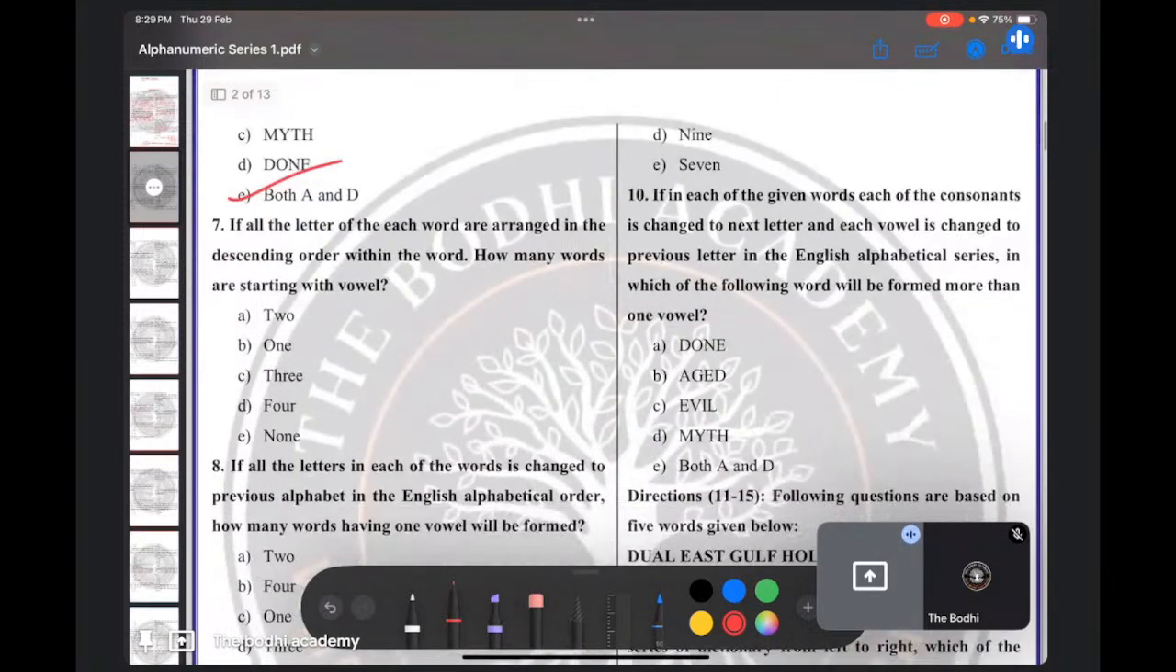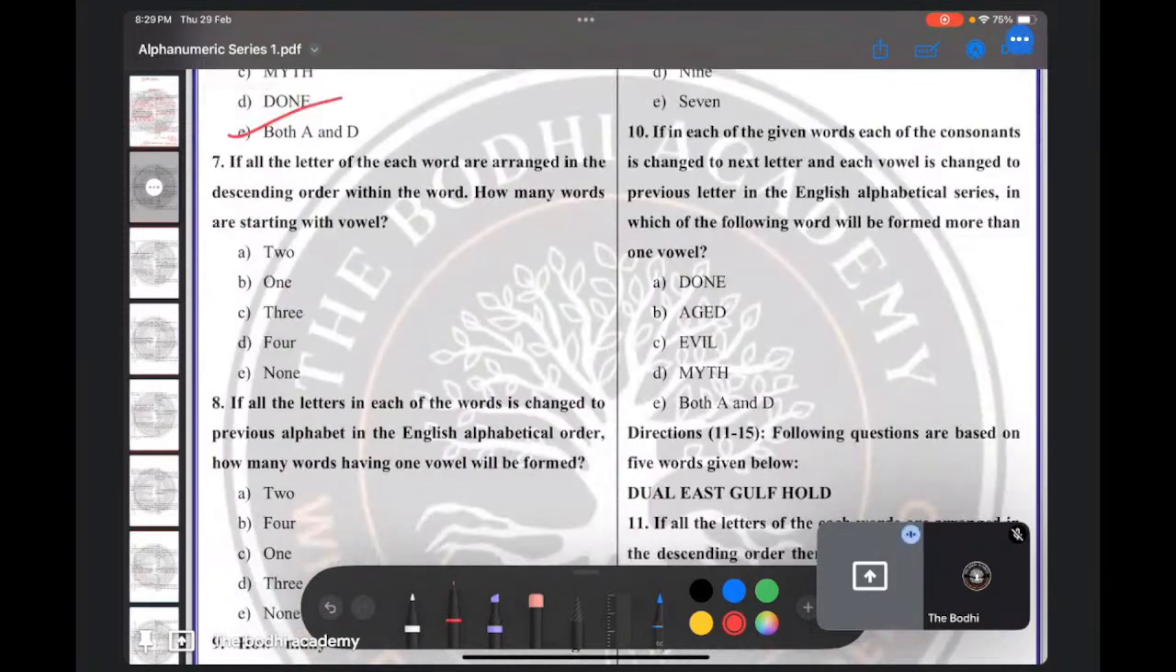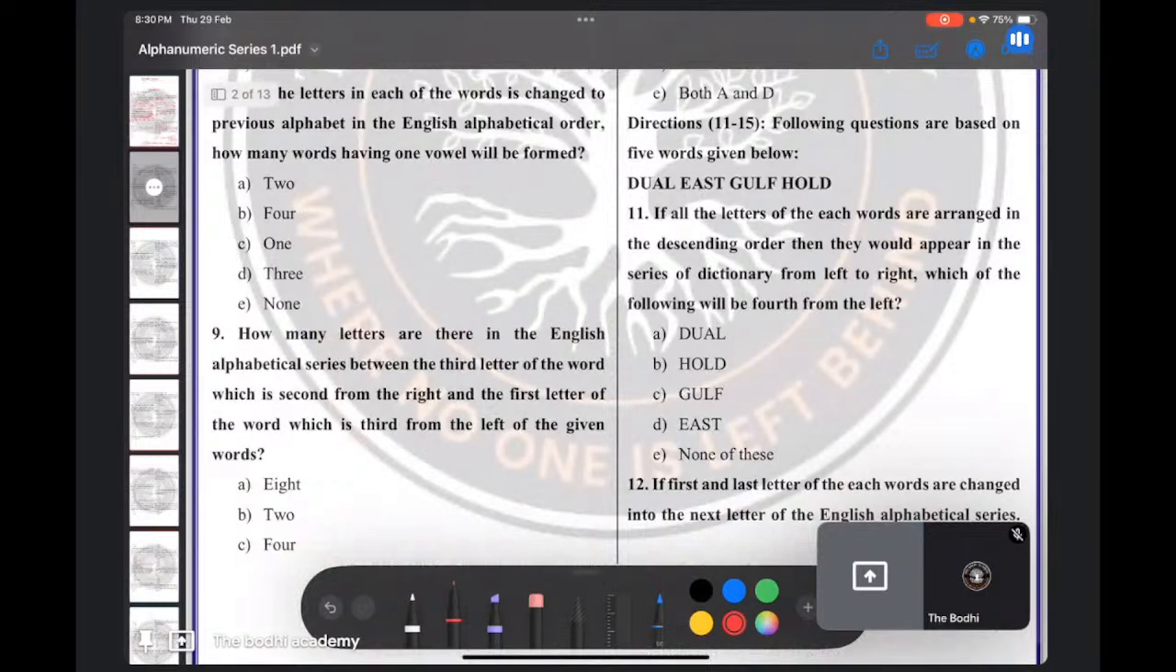Question number 7, 10, 8. You have to take a screenshot. Now we'll go to question number 11 directly. See, I am running a little bit fast so that I can cover the maximum questions or maximum variety, because there is no particular formula or particular trick for these chapters. You just have to understand the wording, and then done.